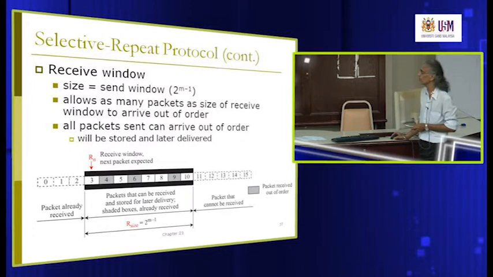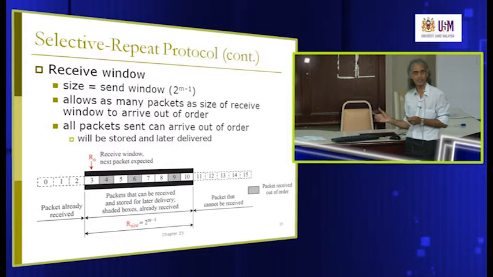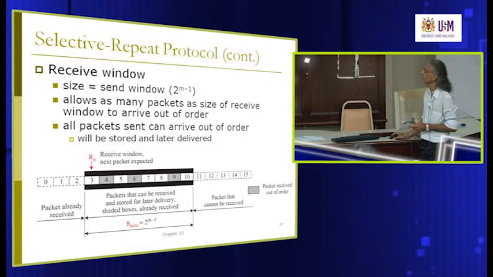But we cannot move the window until, from the beginning, the packet has been acknowledged. So this packet has not been acknowledged, so we cannot move the position to the right. If packet 3 arrives, then we can jump: position 3 and 4 have been accepted, so we can move two positions to the right. So now the receive window allows packets to arrive out of order, and they will be stored and delivered later to the application. So that's the difference.